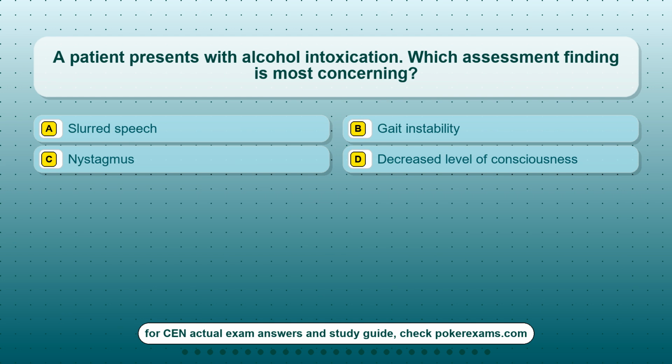Question 24. A patient presents with alcohol intoxication. Which assessment finding is most concerning? Option A. Slurred speech. Option B. Gait instability. Option C. Nystagmus. Option D. Decreased level of consciousness.